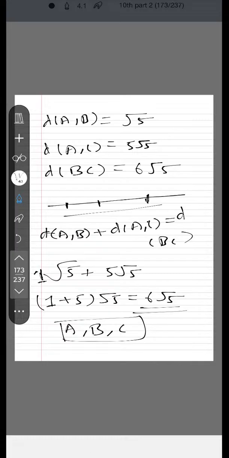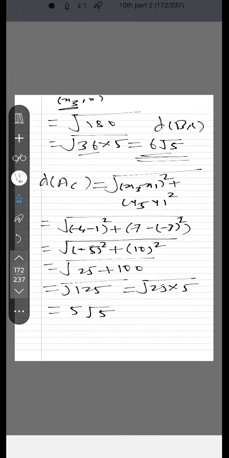It means if the addition of the distances of any 2 points is not equal to the distance of the third, then they are not collinear. But here we have proved that the addition of the distances between any 2 points is equal to the third. Therefore this is collinear. That's it. Okay, that's it. So that much is that.